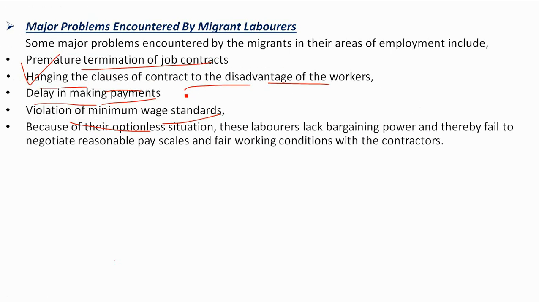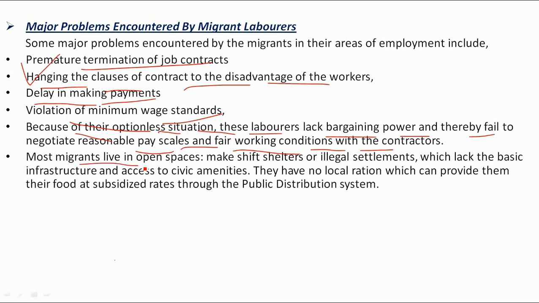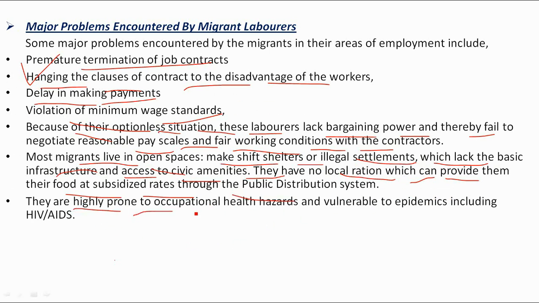So because of their optionless situation, these laborers lack bargaining power and thereby fail to negotiate reasonable pay scales and fair working conditions with the contractors. Most migrants live in open spaces, makeshift shelters, or illegal settlements which lack basic infrastructure and access to civic amenities. They have no local ration cards which can provide them food at subsidized rates through the public distribution system. Then they are highly prone to occupational health hazards and vulnerable to epidemics including HIV and AIDS.